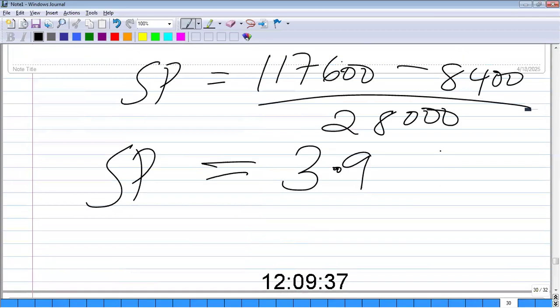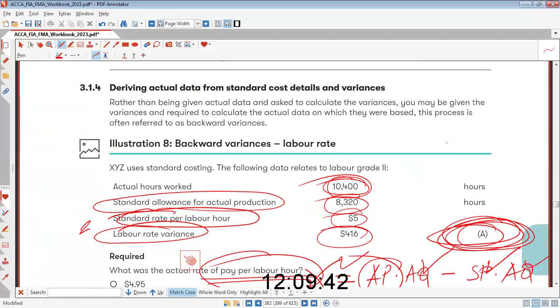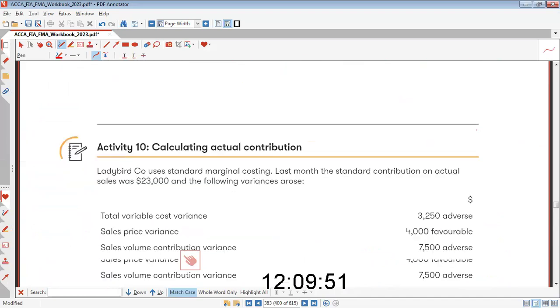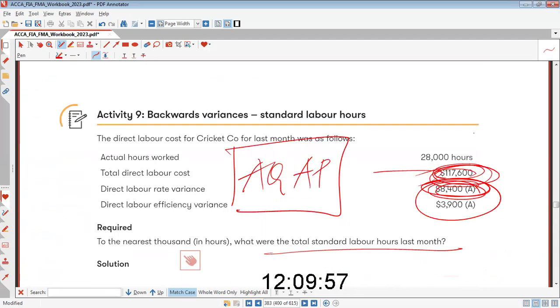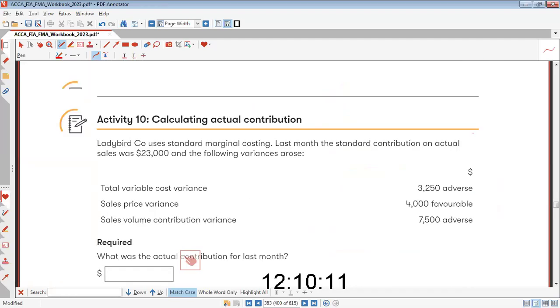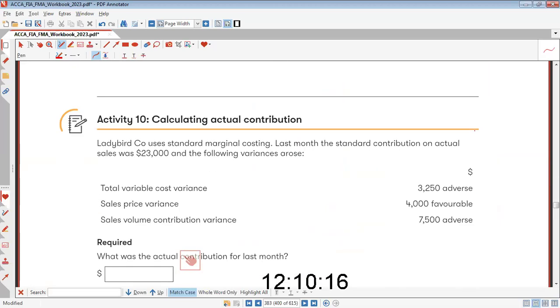For example, in the previous example, the data they gave us on standard allowance for actual production was useless. We wrote down our formula and realized that we don't need that data. Here we wrote down two formulas, then you pick out which formula you want to use to navigate the problem. Don't just try to tackle it before you summarize it. Any questions? So you do for me this one.